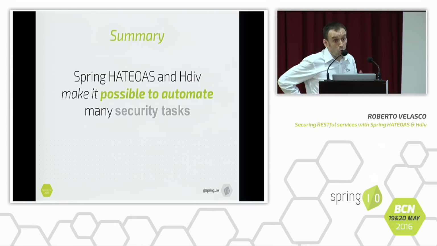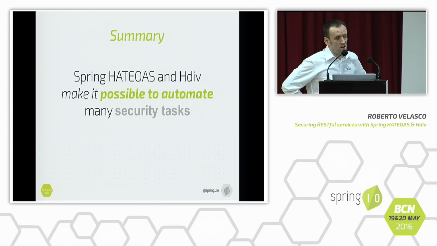Additionally, the combination of HATEOAS, the formal definition of APIs, with security solutions that automate the implementation of this validation makes possible the automation of many security tasks. All the security tasks? No, not all the security tasks. Maybe we have to encrypt some data in the database. We have to implement different kinds of validations. But we are talking about a huge number of validations. We are talking about a huge amount of work that we can automate.